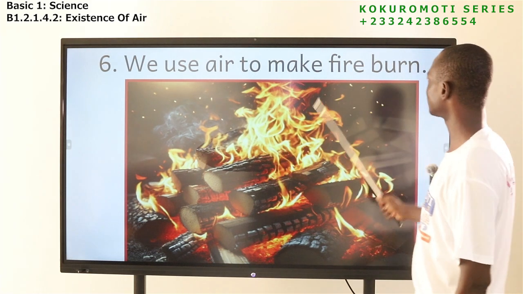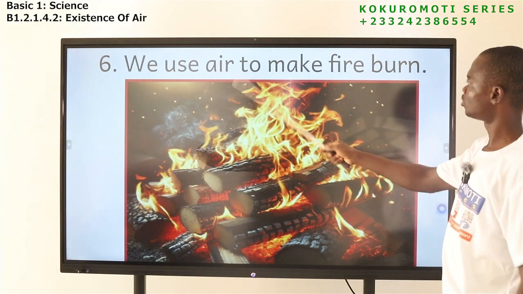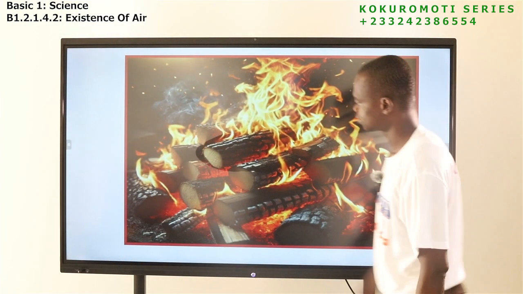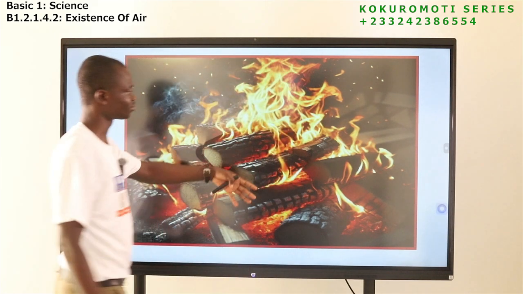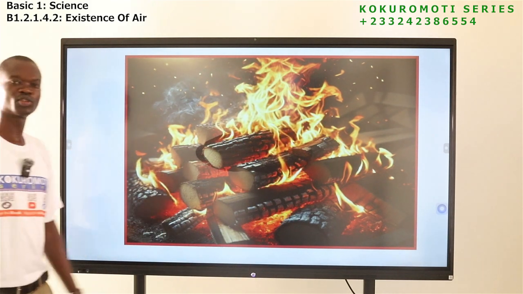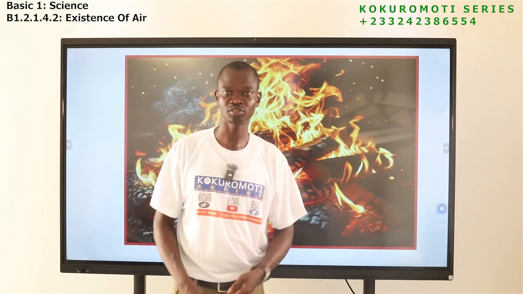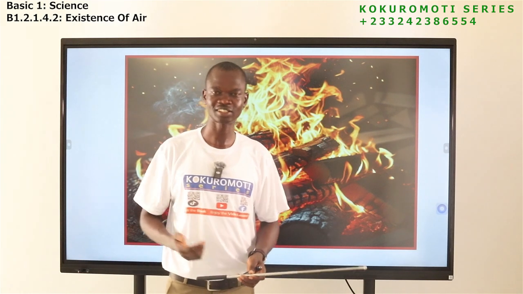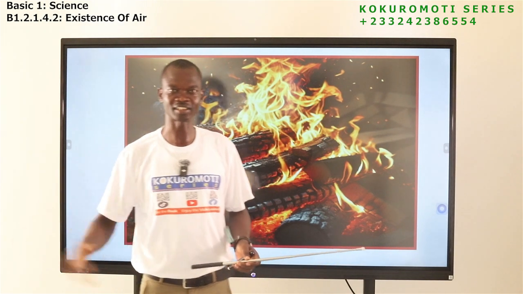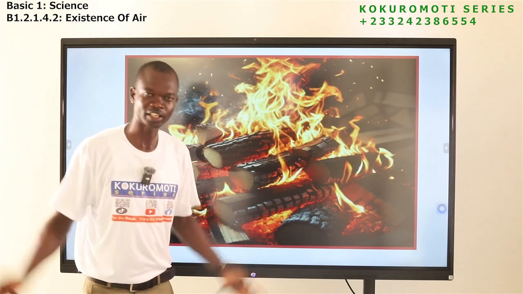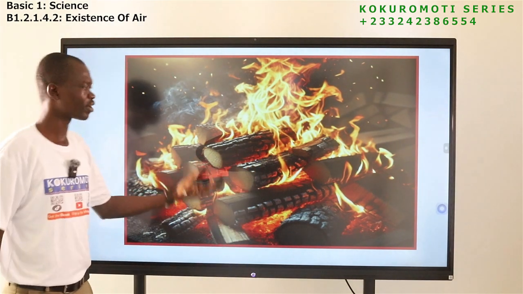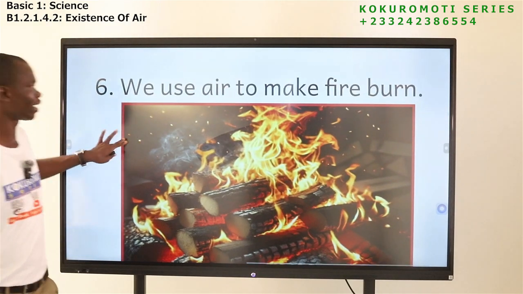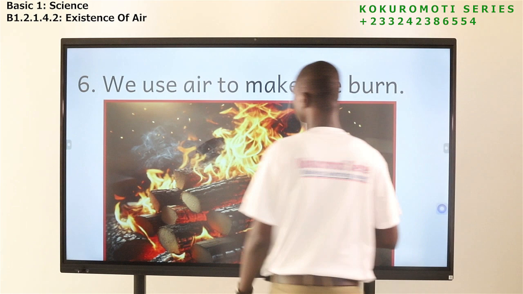Okay. The next one is this. We use air to make fire burn. We use air to make fire what? Burn. So look at this. This is firewood. We have set fire and then it is burning. So let's say your mother is cooking food for you in the house using the coal pot and charcoal. If your mother wants the food to cook fast, she will tell you to take a fan and just what? Fan it so that it will give more air for the fire to what? To burn faster. So we use what? Air to make fire burn.